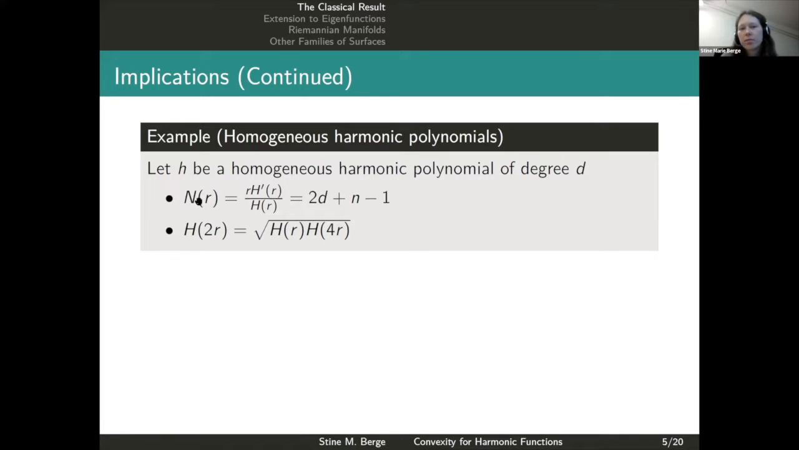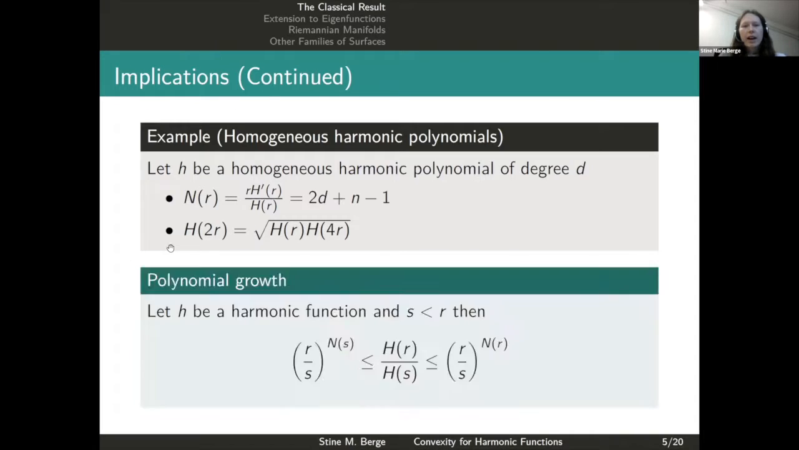And since we have a constant function here, this inequality becomes an equality. In fact, in the case of a homogeneous harmonic function you wouldn't really need such a strong result, as it's very easy to see that you have this. Okay, but even when you don't have a homogeneous harmonic polynomial, you can interpret these inequalities as saying that the frequency tells you what kind of degree the function has.